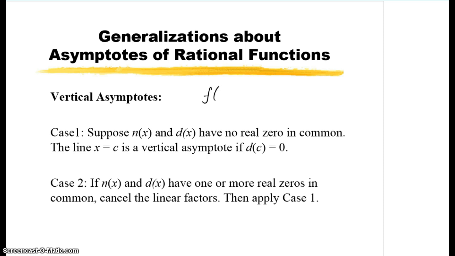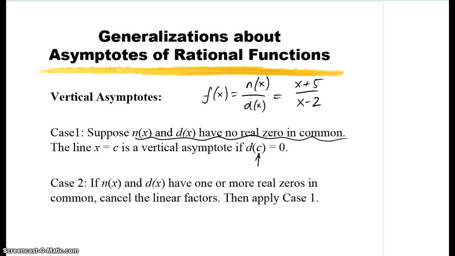Suppose that in your function, n of x over d of x, numerator over denominator, they have no real zero in common. Then the line x equals c is a vertical asymptote as long as that c makes the denominator 0. So x equals c is the input such that the denominator becomes 0. For example, x plus 5 and x minus 2: notice these two polynomials do not have any real zero in common.